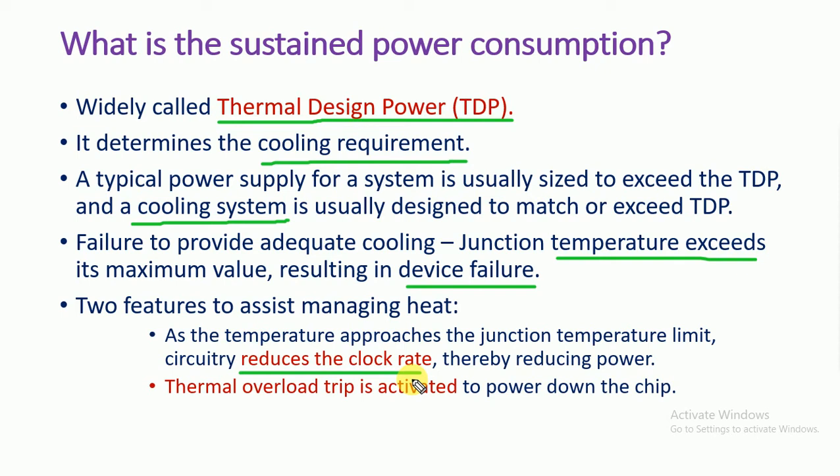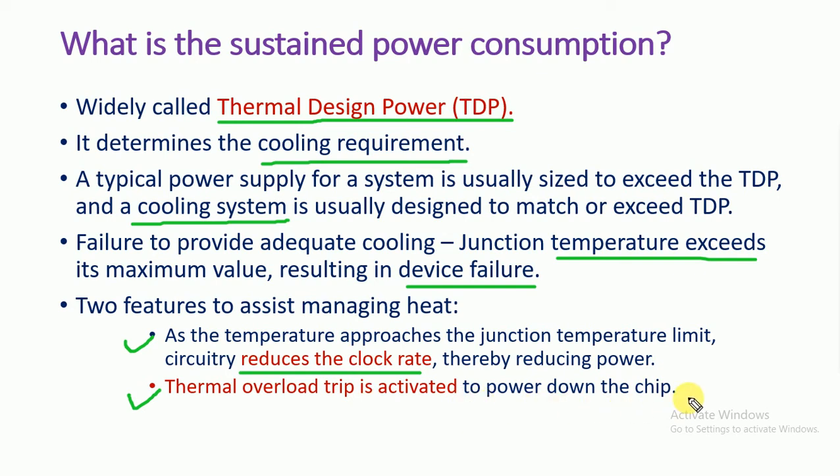Similarly, another mechanism is a thermal overload trip, which is activated to power down the chip. Sometimes we have another solution: if the temperature reaches more than some particular point, it automatically trips, like the power supply in our home, which automatically trips if there is an overload. Our current system is like that only. Similarly, the computer system must also have an overload trip mechanism. It must be activated to power down the chip.